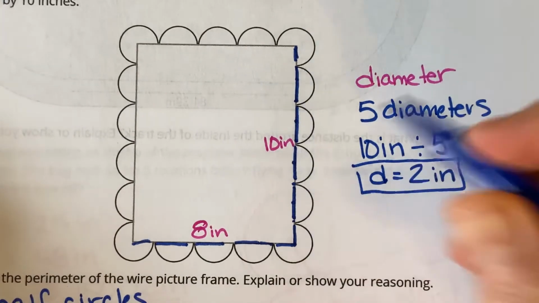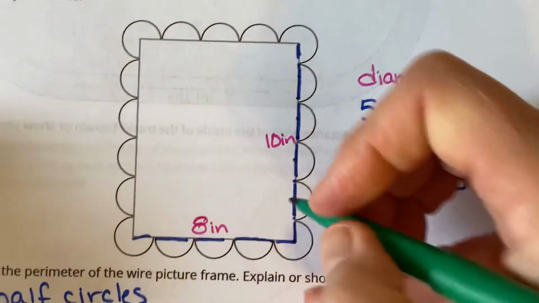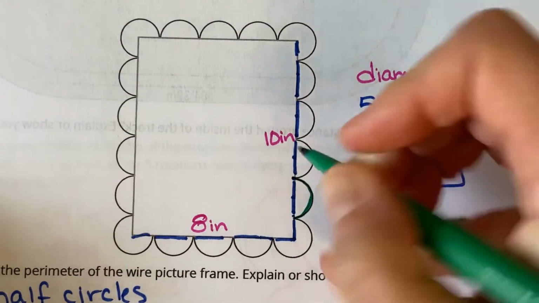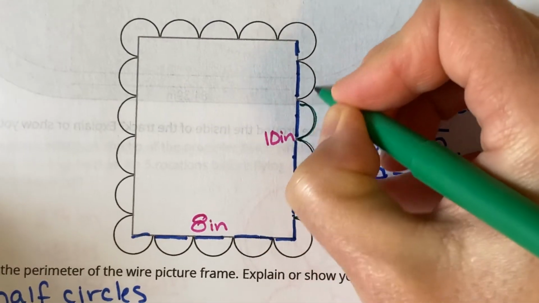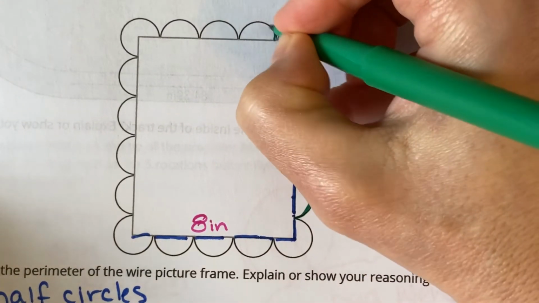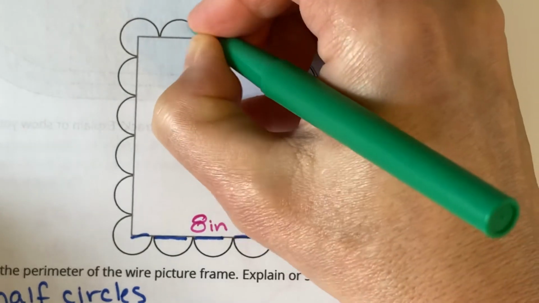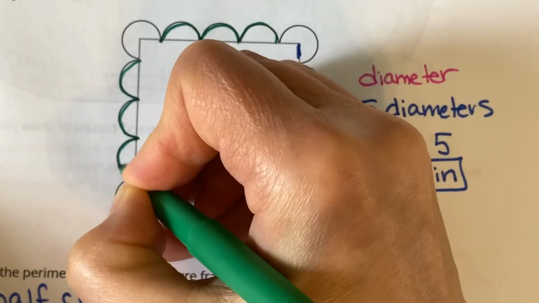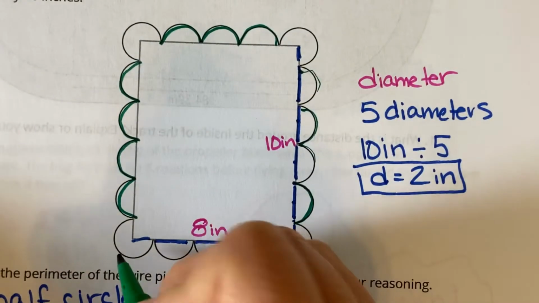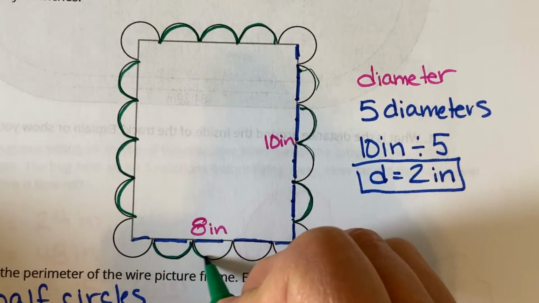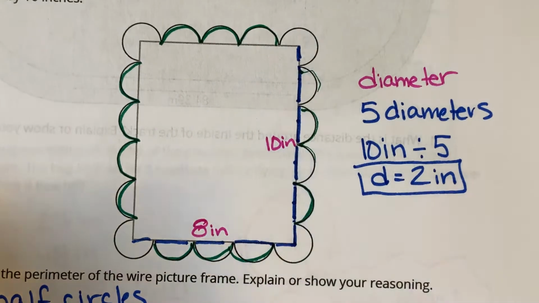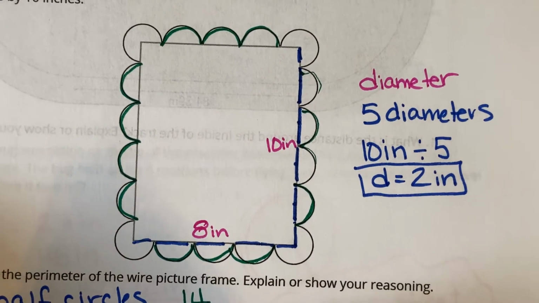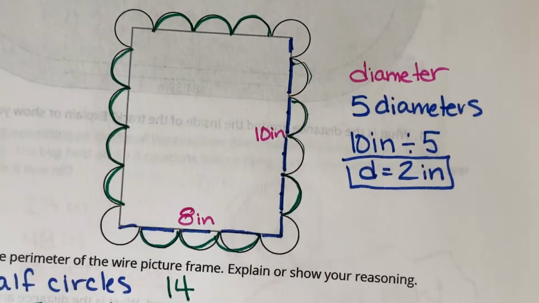Okay, and I'm just going to look at the circumference. So each half circle is 1. That'd be 1 half circle, 2, 3, 4. I'm not going to count this yet. 5, 6, 7. Not going to count that one. 8, 9, 10, 11. Not going to count that one. 12, 13, 14. I have 14 half circles, which means I have 7 circles.